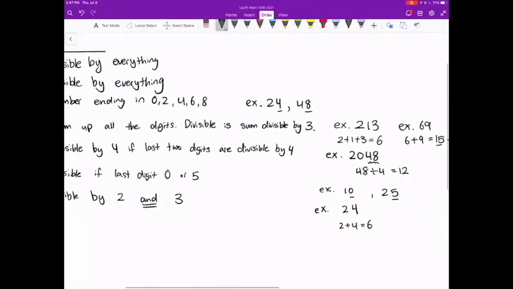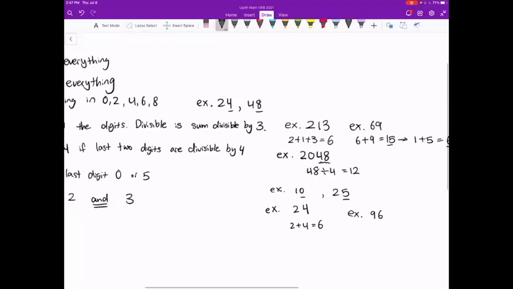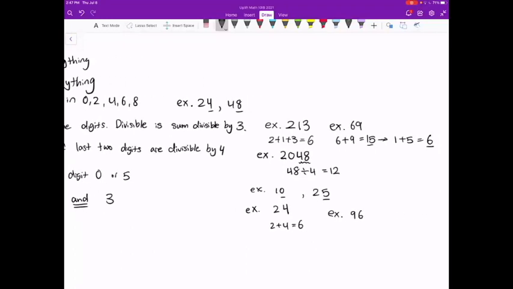Another example would be 96. So we first check if it's divisible by 2. It is because the last digit is a 6. Now we check if it's divisible by 3, and it also is because 9 plus 6 equals 15, and then 1 plus 5 equals 6, which is divisible by 3. Thus, when both of these conditions are satisfied, we have 96 is divisible by 6.